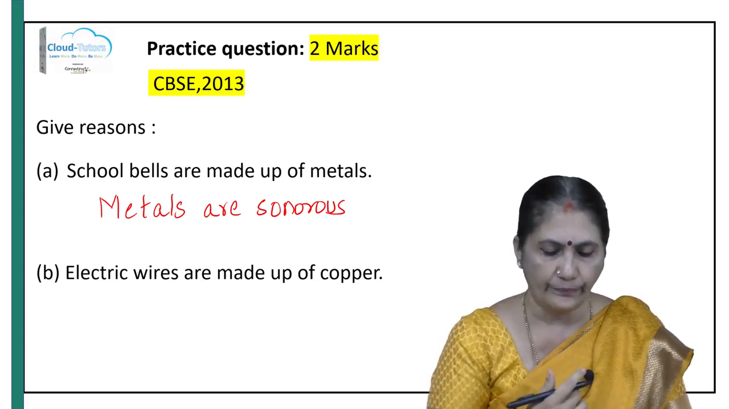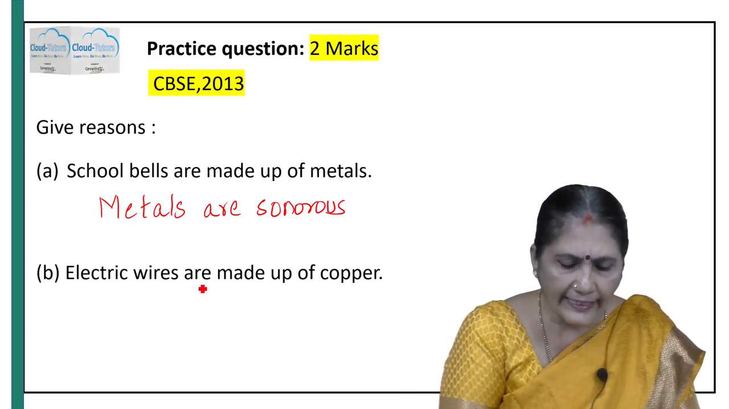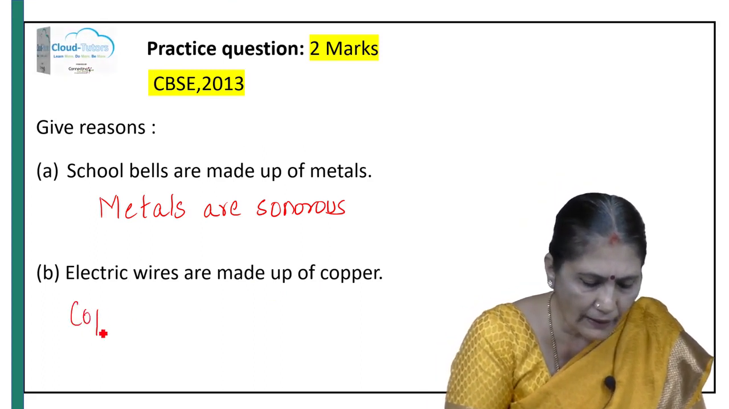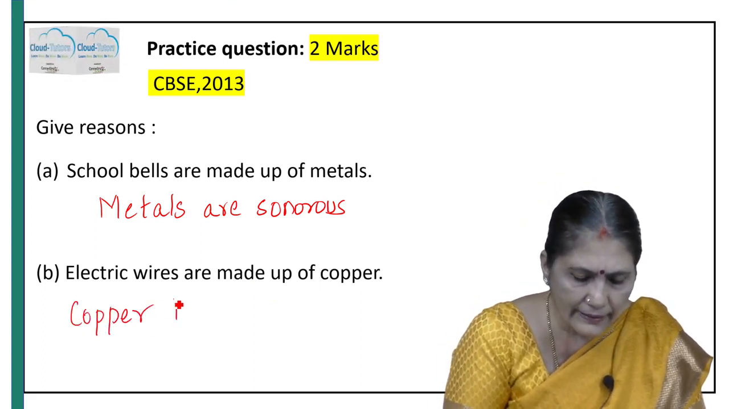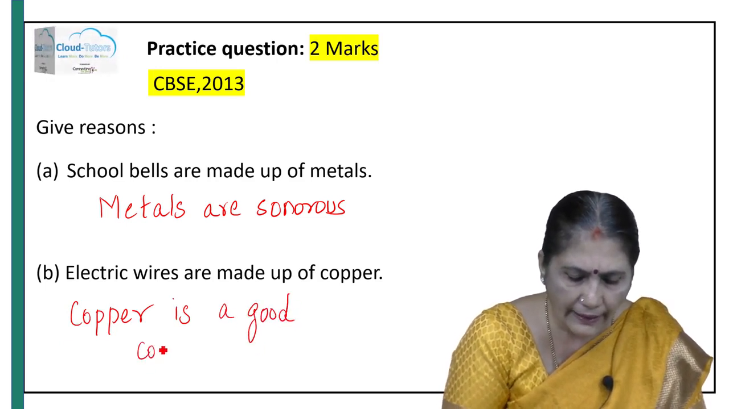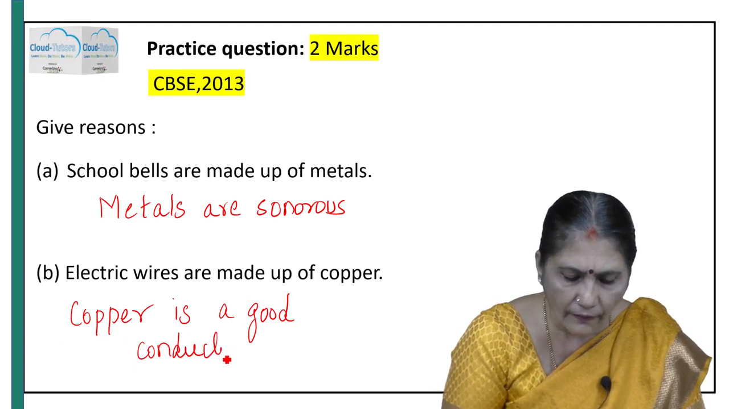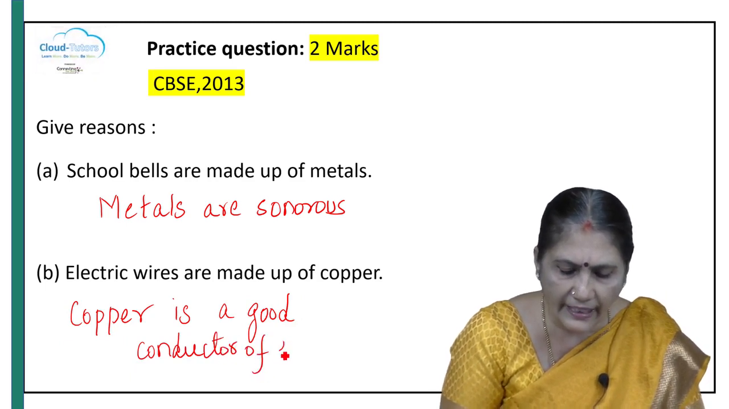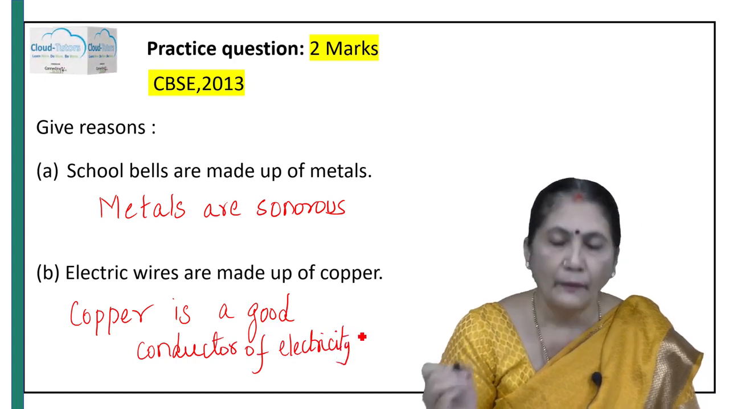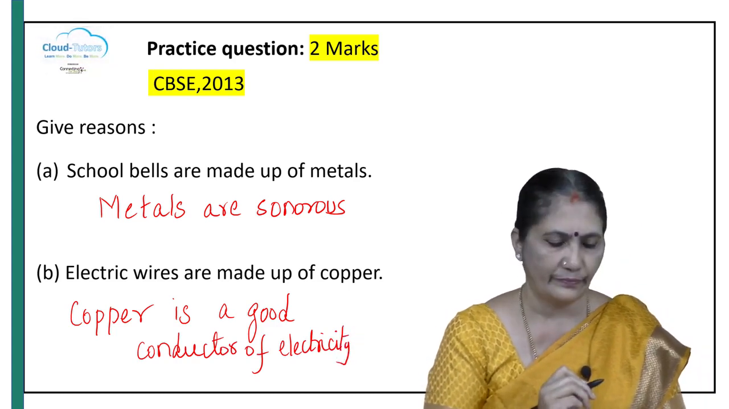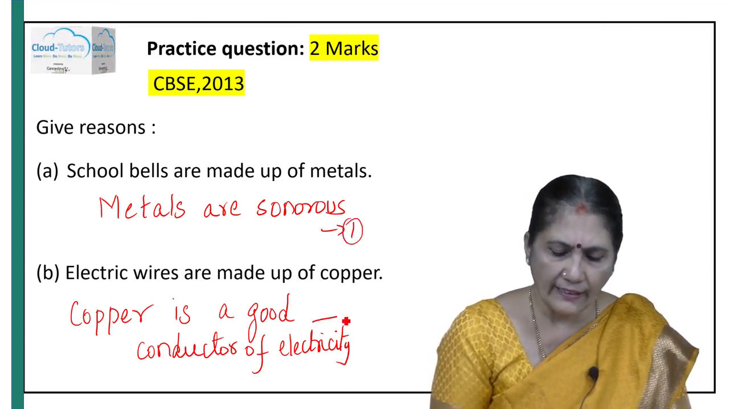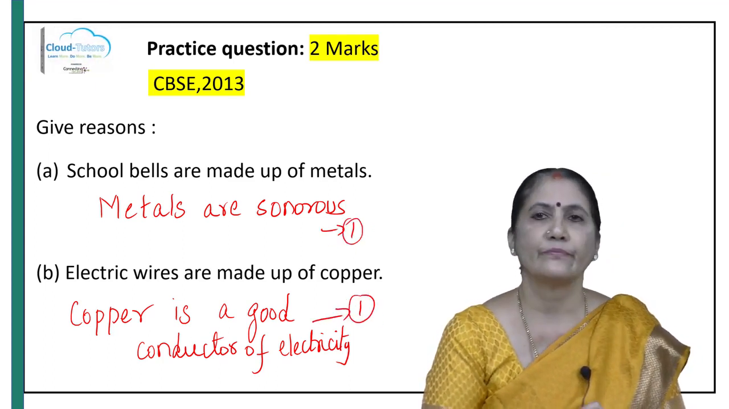Bell metal. Now, electric wires are made up of copper because copper is a good conductor of electricity. It is an example of a metal. So this will fetch you 1 mark. This will fetch you 1 mark.